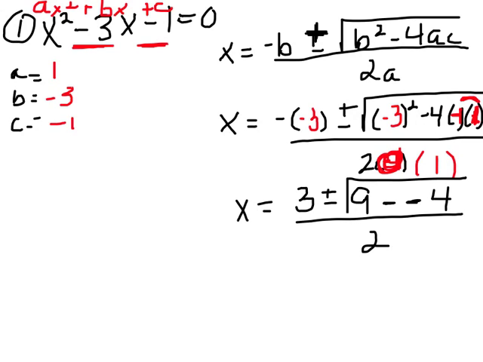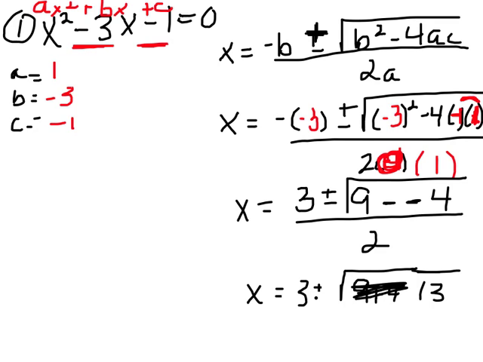Some of you had a little wobble there with a sign, and you ended up with like 5 under there instead of 13. Isn't that going to be 13? The reason it's 13 is because two negatives make a positive. A minus a negative would be 9 plus 4, which I could have just written as 13, right?